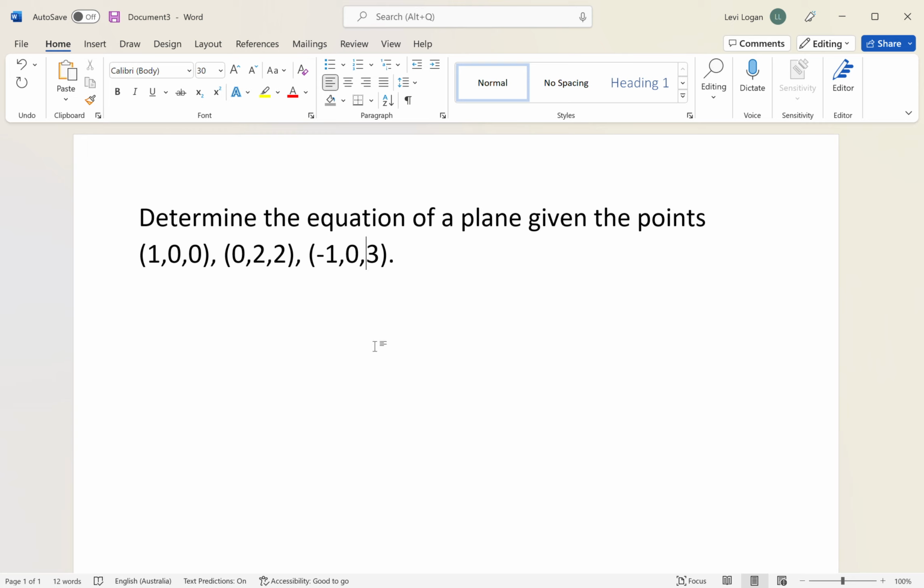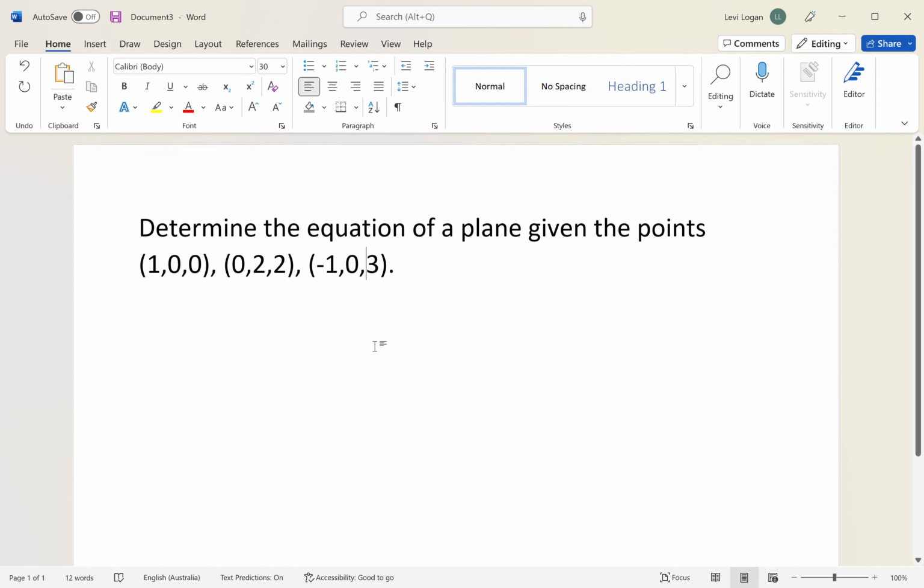Hello, in this video I'll be showing you how to find the equation of a plane given 3 points. So we'll just start off by looking at an example here. Determine the equation of a plane given the points (1, 0, 0), (0, 2, 2), and (-1, 0, 3).